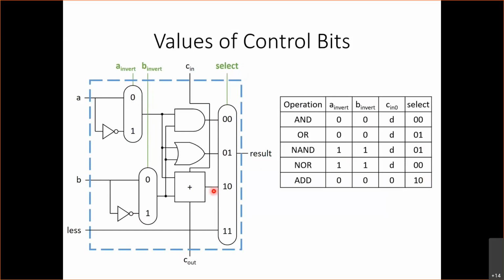Right, so for subtraction, I'm still going to use the adder, but the difference is that I want to invert B, right? So I'm going to have a 0 for A invert, a 1 for B invert, and then I'm going to select the result of the adder, so I'm going to have a 1, 0 for select. What about C in 0 for subtraction? Right, C in 0 is going to be 1 for subtraction.